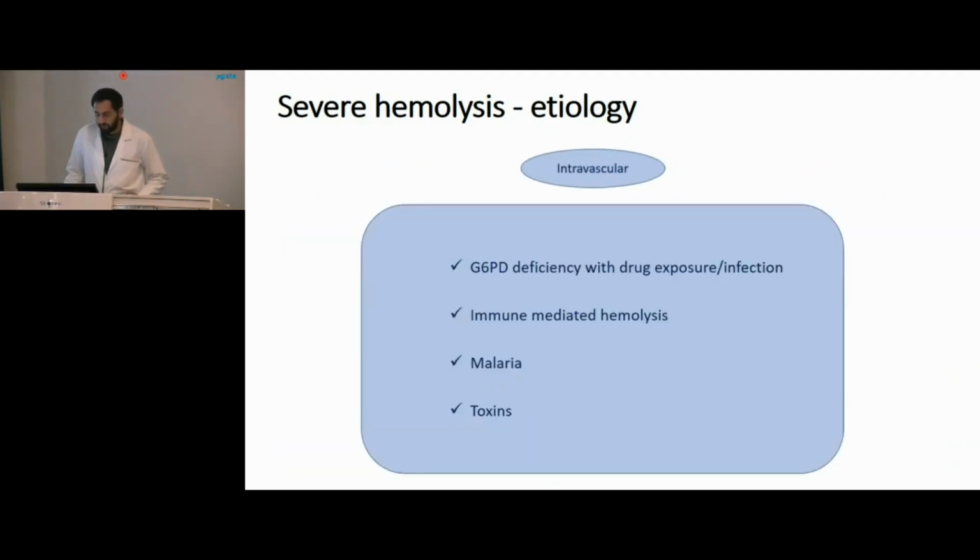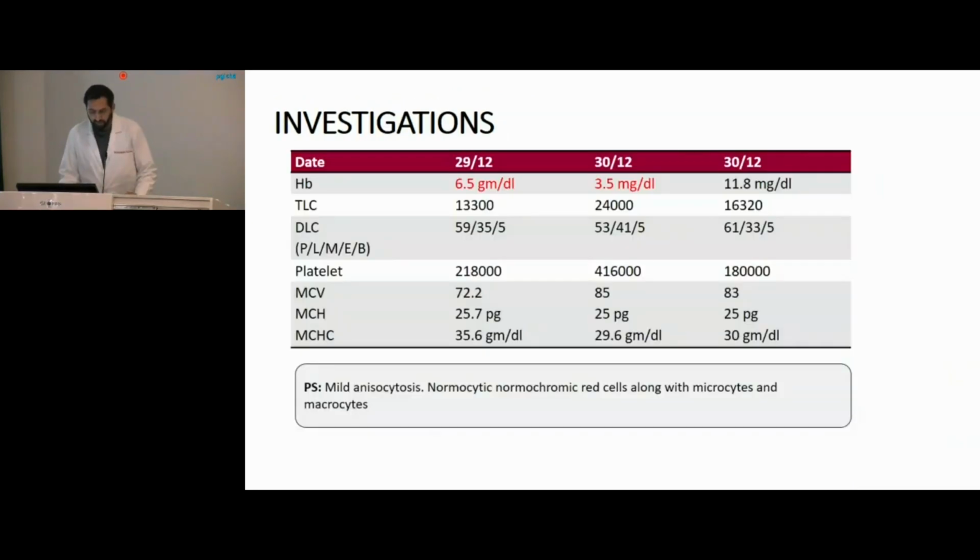When we talk about intravascular hemolysis, the initial etiologies thought of were G6PD deficiency with drug exposure or infection, immune-mediated hemolysis, malaria, or toxin-induced. In the index case, in investigation, this 29 December investigation is from outside, where the child's Hb was 6.5. When the child came to us, it was 3.5 mg per deciliter. On peripheral smear, there was mild anisocytosis, normocytic normochromic red cells along with microcytes and macrocytes.